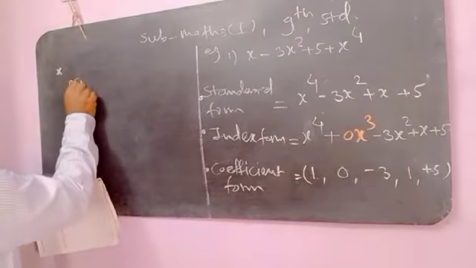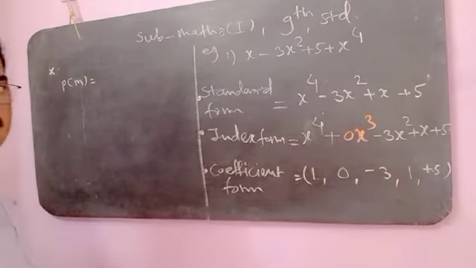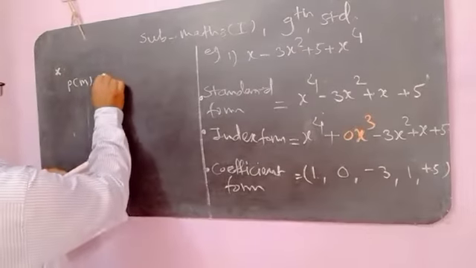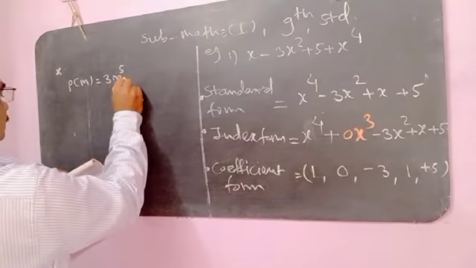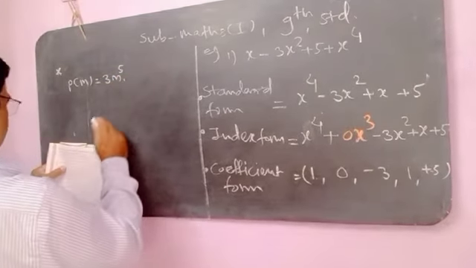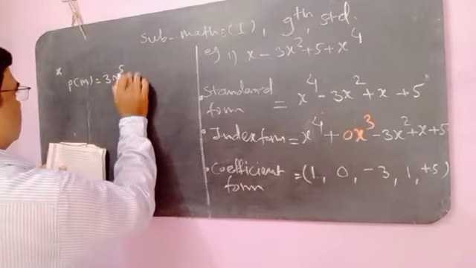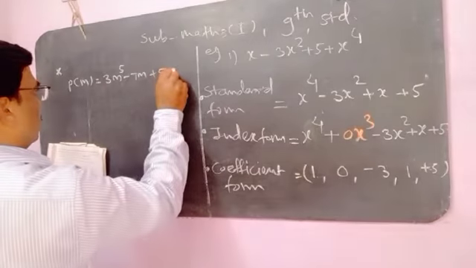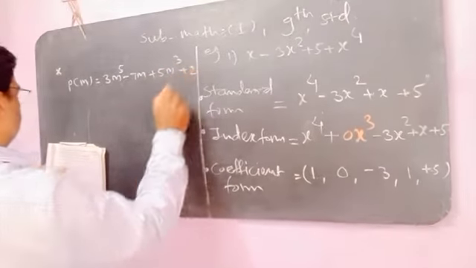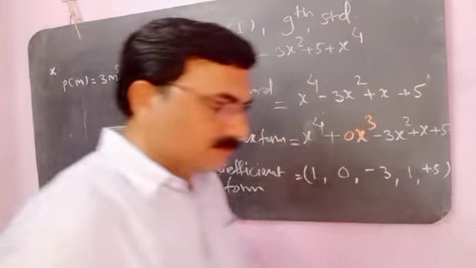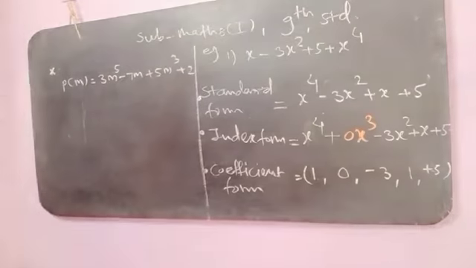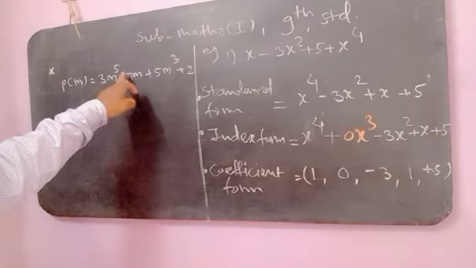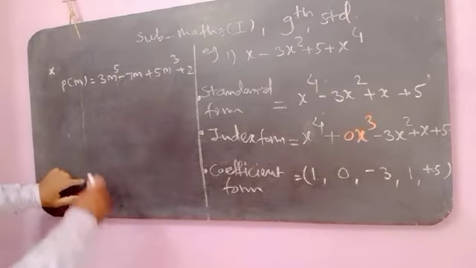P of m, polynomial in the variable m: 3m raised to 5 minus 7m plus 5m cube plus 2. Then again we have to write down these 3 steps. First, the polynomial is given here, then polynomial in the standard form.